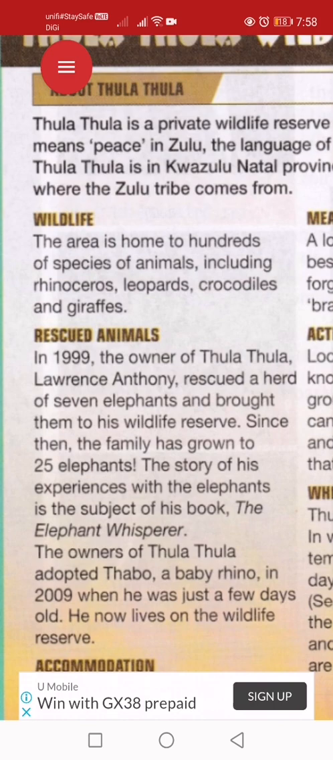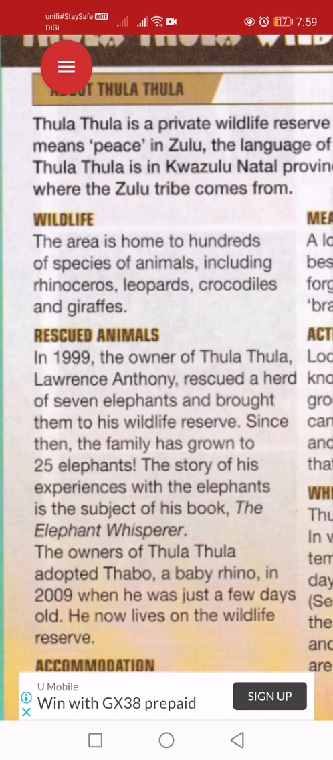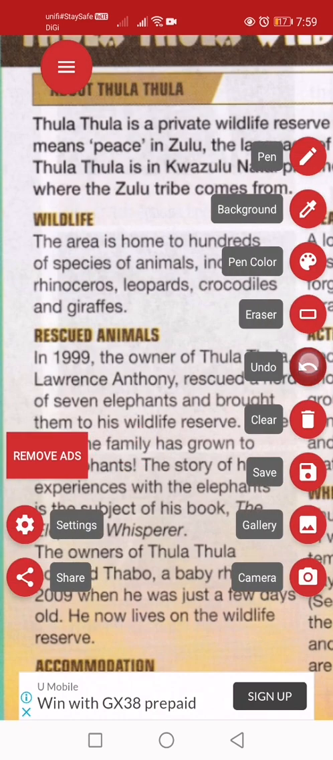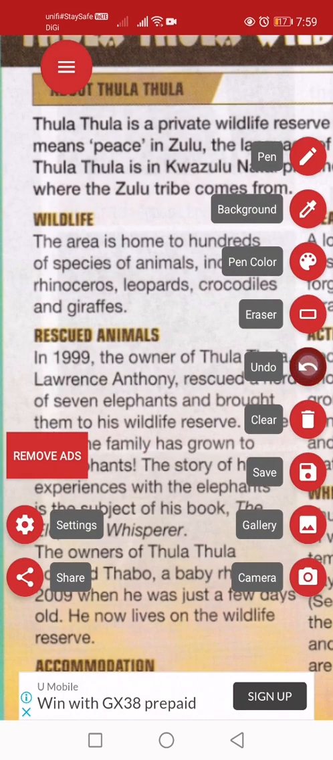Okay, cikgu lari lama jauh sudah. Okay, so Lawrence Anthony rescue a herd of 7 elephants. Dia menyelamat 7 elephants and brought them, membawa mereka to his wildlife reserve, membawa mereka kepada dia punya kawasan simpanan hidupan liar. Since then, sejak daripada itu, the family has grown. Family dia merujuk kepada haiwan-haiwan jugalah, bukan dia punya keluarga manusia saja. The family has grown, telah meningkat nombor jumlahnya to 25 elephants, dari 7 to 25 elephants.